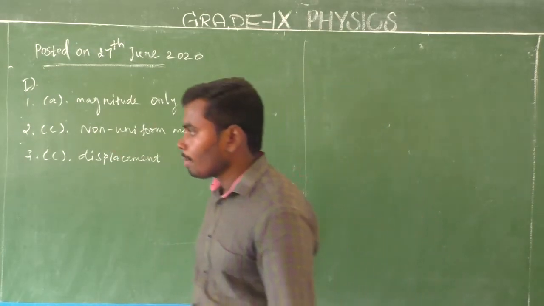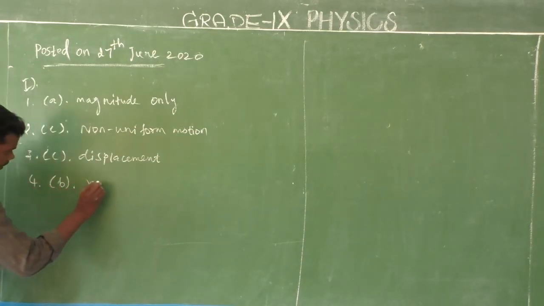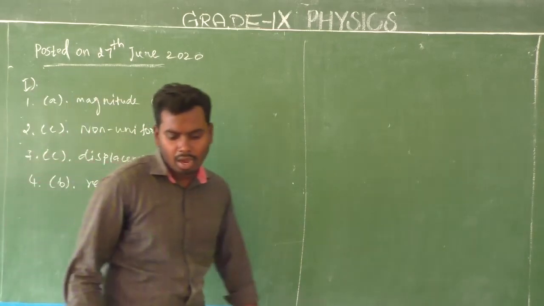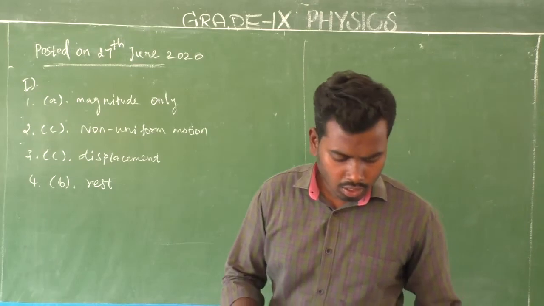Is it clear? So B1 is the answer. Fourth question, B is the answer, that is rest. B option, that is the right one. Okay, yes. Next, come to the fifth question. Fifth question, a very important question.